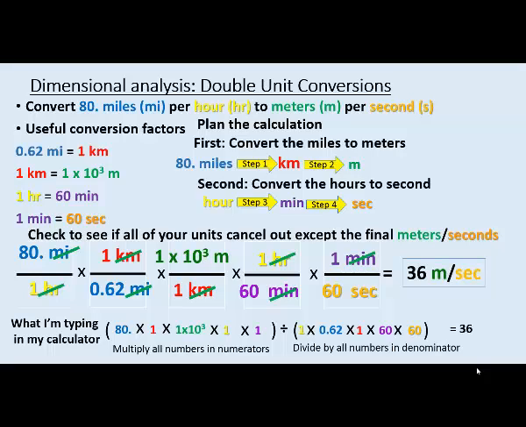So I write my final answer as 36, and I make sure I show my units to get full credit, so I show 36 meters per second, and I put a box around my final answer for my instructor so that they can easily find it, no matter how much planning and conversion factors and work I might have recorded on my paper. So let's try one more double unit conversion, so when we have 2 units.